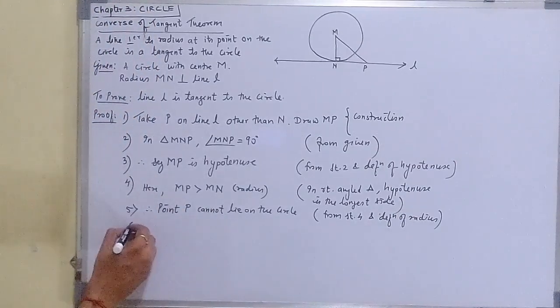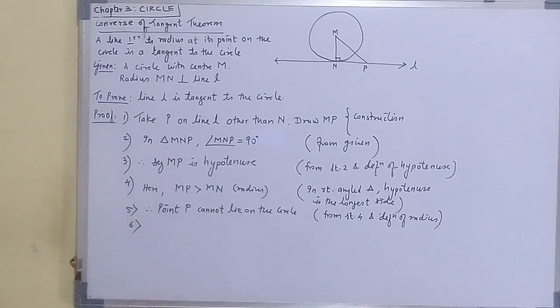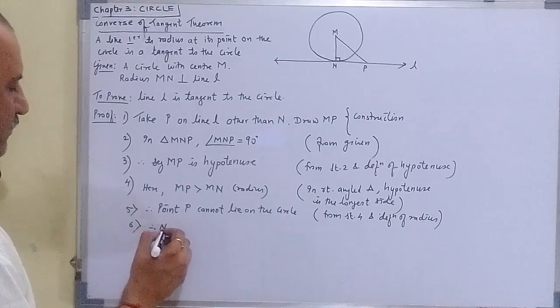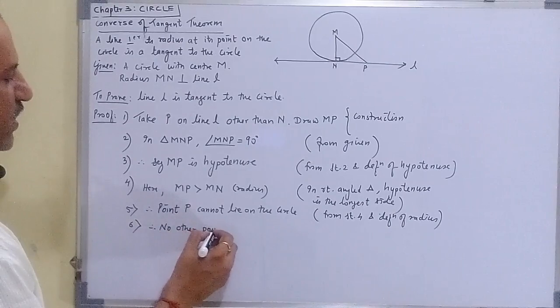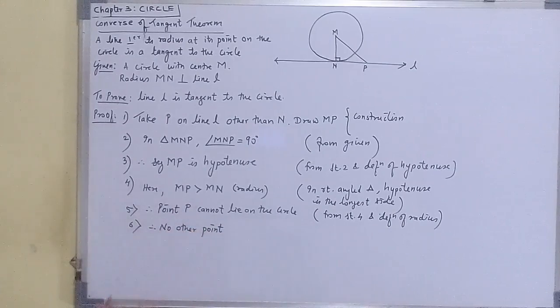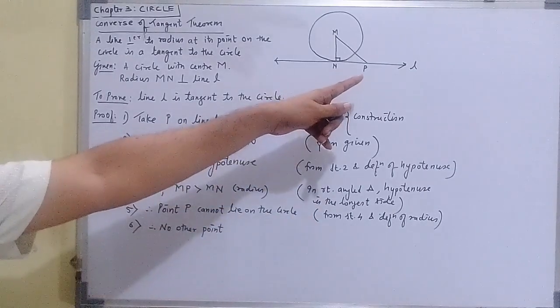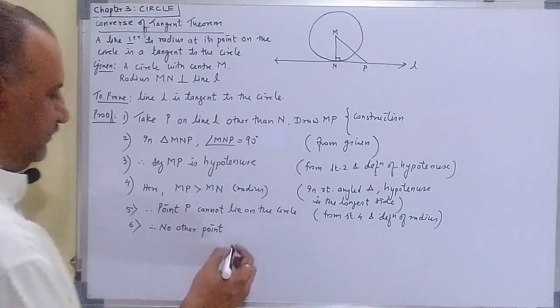Therefore statement number अभी 6 पे जाते हैं. Therefore no other point, कोई भी पॉइंट नहीं है. देखो, no other point except point N.